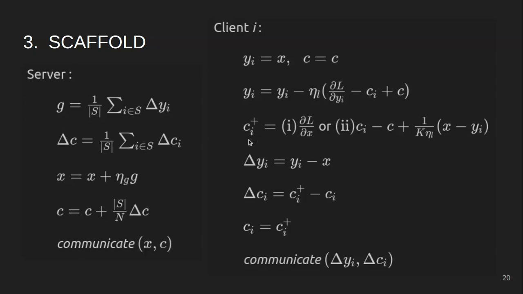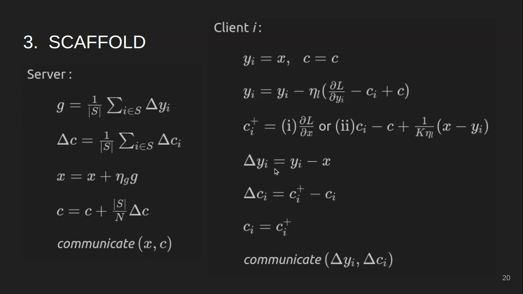Next we are going to compute ci plus. We can calculate it using two methods, but I used the second method, since the first needs me to compute the gradient with respect to x, which is quite expensive. So ci minus c plus 1 divided by K eta l times x minus yi. Here K is the number of local steps the client performs.